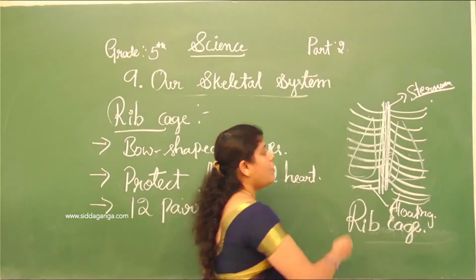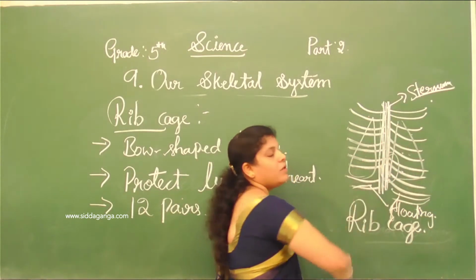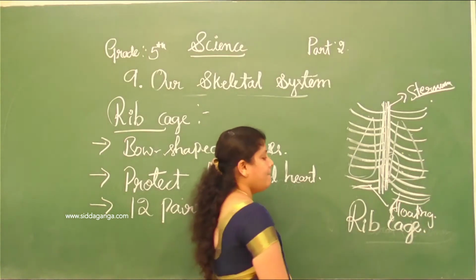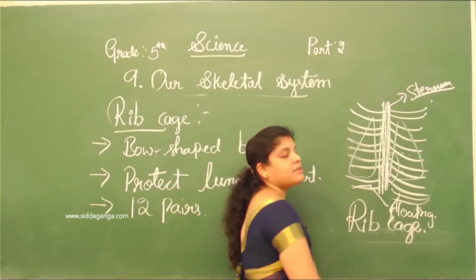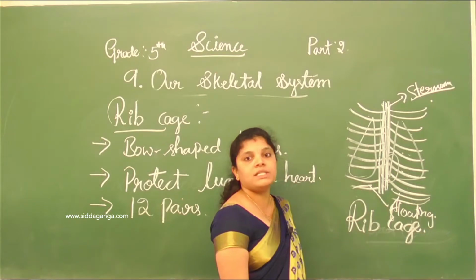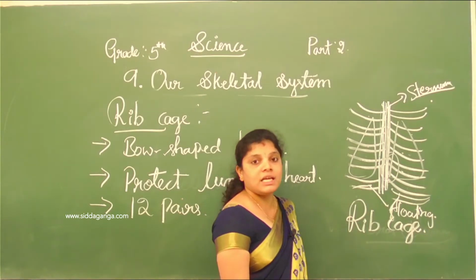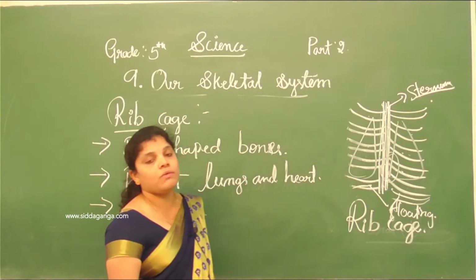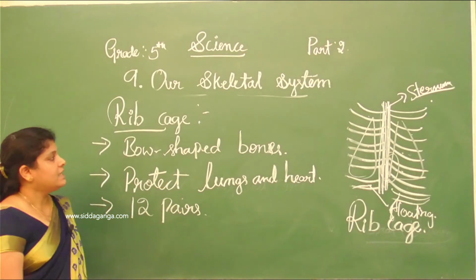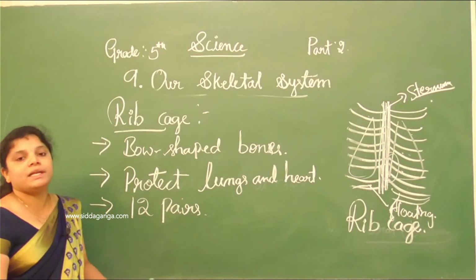See, all the ribs are attached to the sternum, but the last two pairs of bones, the floating bones, are not attached to our sternum. See, this is about the rib cage.